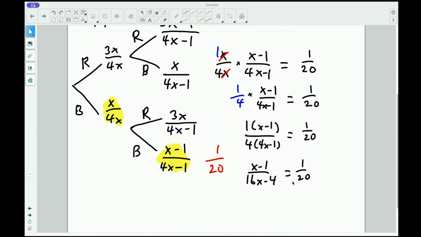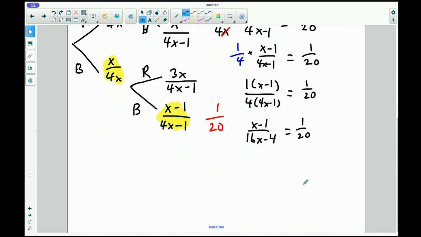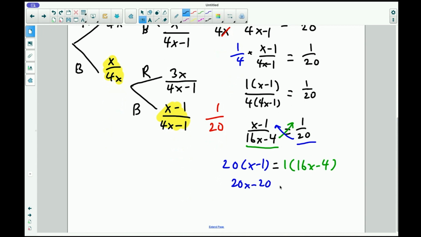Okay. And let's go ahead and, depending on how you like to interpret this, I like to cross multiply. So what that means is I'm going to multiply this up over here, and I'm going to multiply this up onto this side. So that gives me 20 times (x minus 1), and that equals 1 times (16x minus 4). So we end up with 20x minus 20 is equal to 16x minus 4.